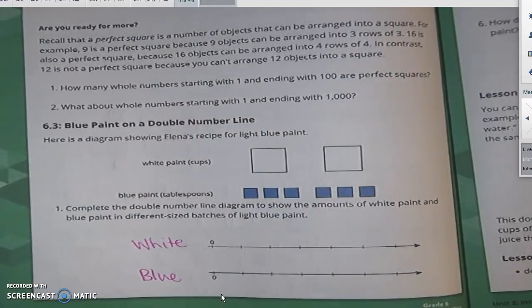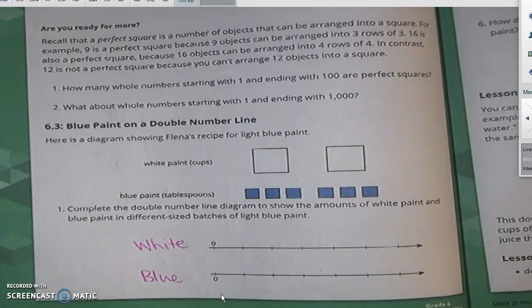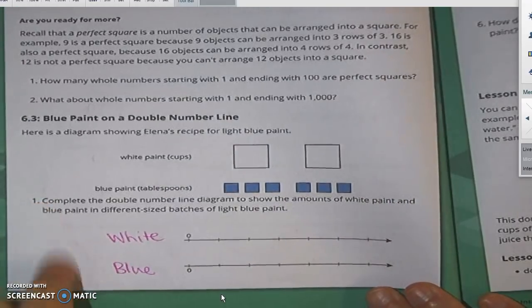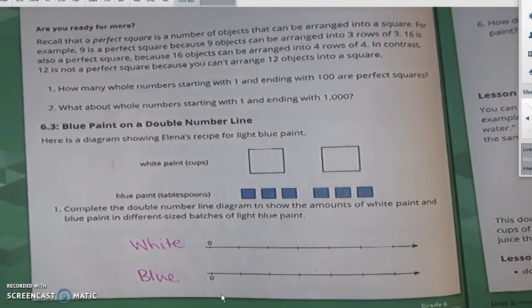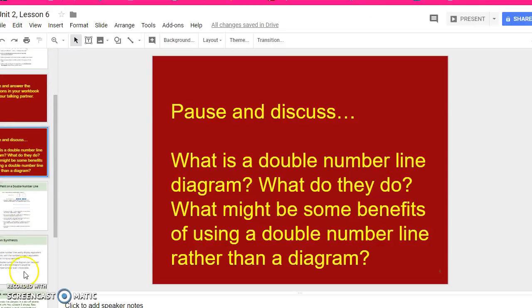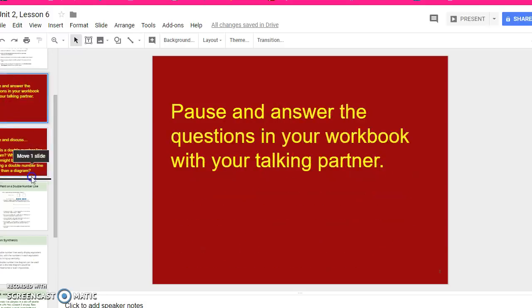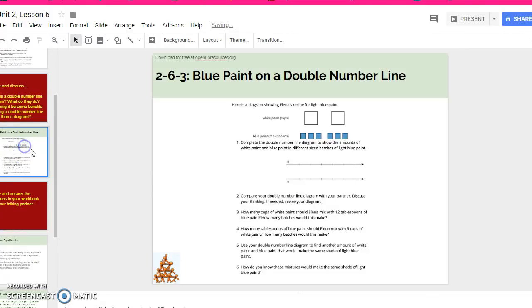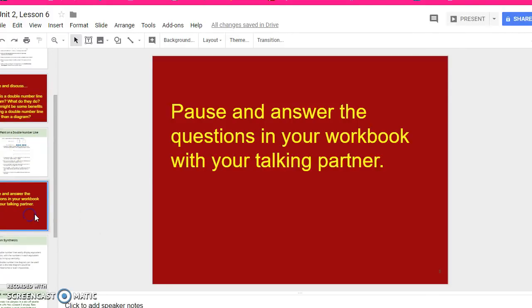And then with your talking partner, you are going to do 1 through 6. So, did I make a slide to tell you to pause? I didn't. Hold on. Okay, so you're doing 1 through 6. So pause the video, do 1 through 6 with your talking partner, and then come back when you're ready.